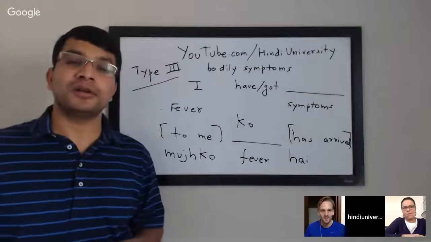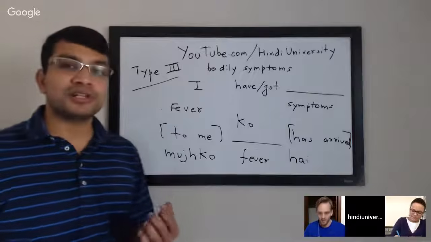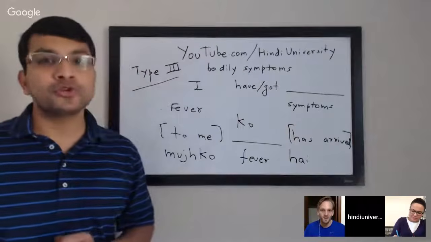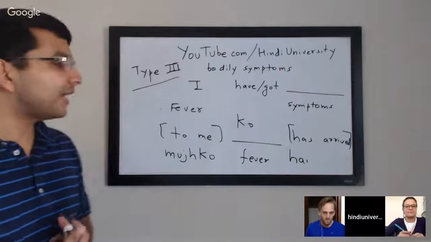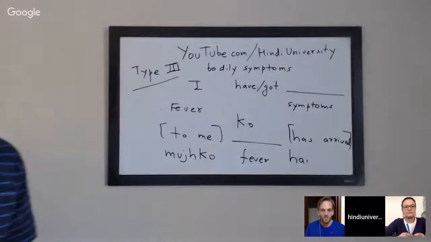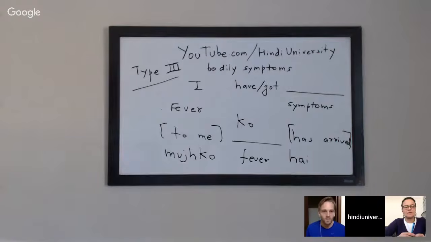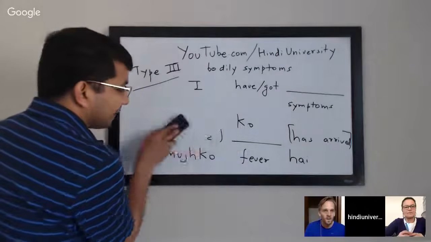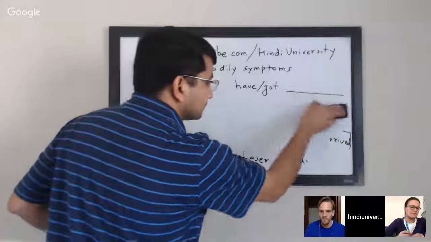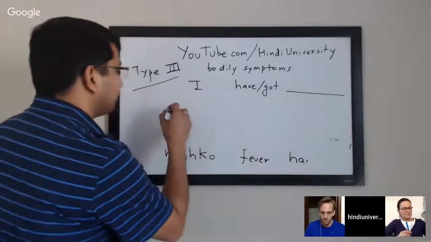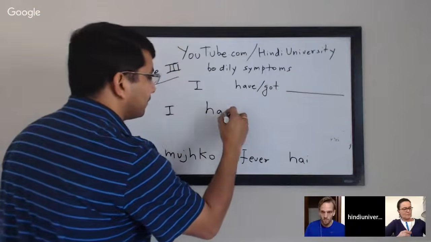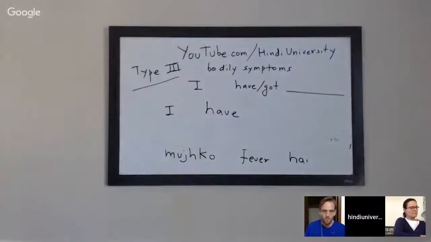Again, what your thought process initially was that I have something. You use ke paas in certain scenarios when the object is really tangible. I mean, I have a sweater, mere paas sweater hai. But in this case, because you're talking about a symptom, you'll say mujhko fever hai or mujhe fever hai. Okay, thank you. Let me erase it, and so it will be I have, and fill in the blank.